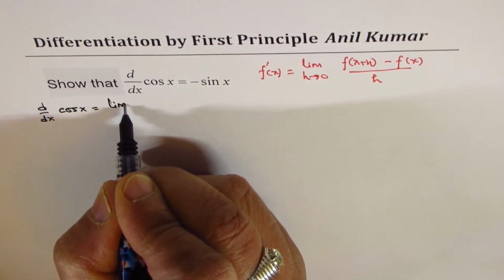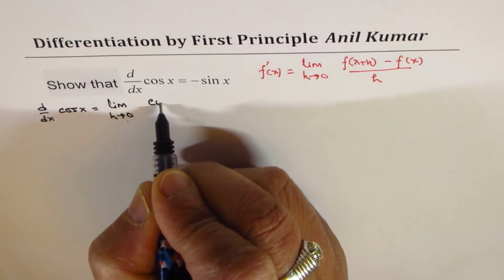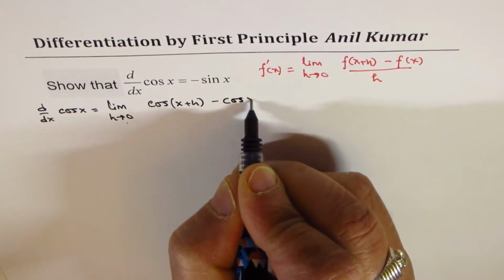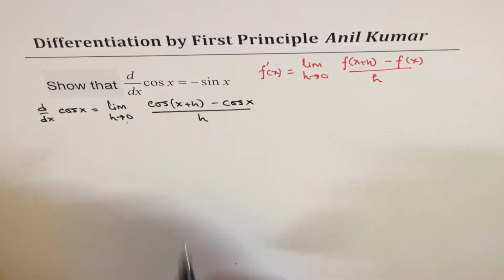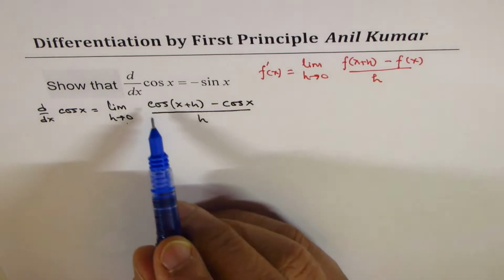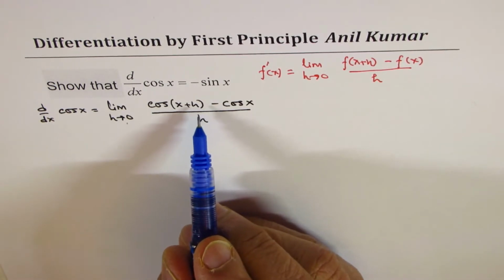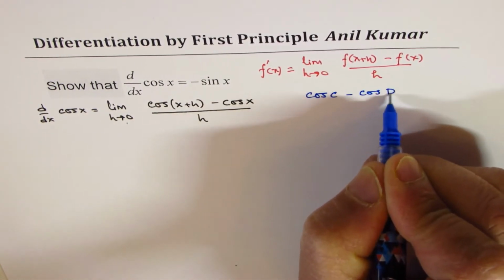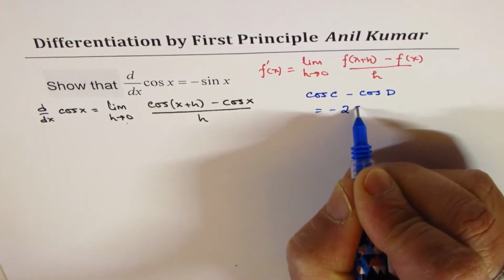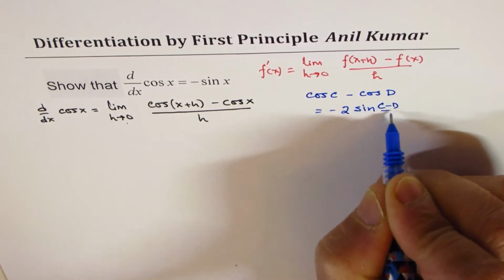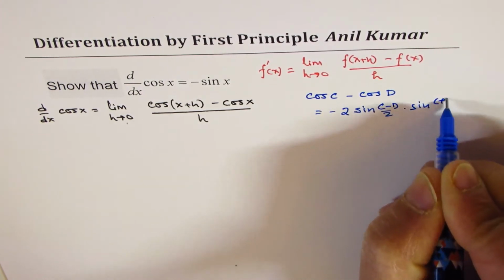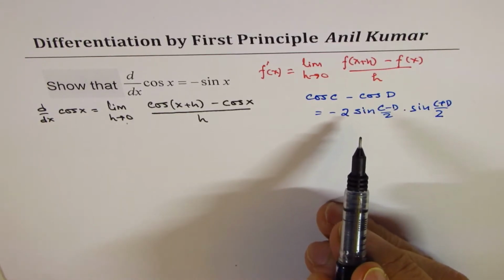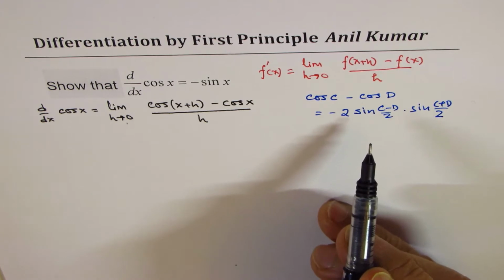That means limit h approaches 0 of cos of x plus h minus cos of x over h. Now here we can apply the difference formula for trigonometric ratios. We know a formula which is cos of c minus cos of d equals negative 2 times sine of (c minus d) by 2 times sine of (c plus d) by 2, correct? So that's the formula which we are going to apply. I'll provide you a link which gives you the proof of these formulas, right?